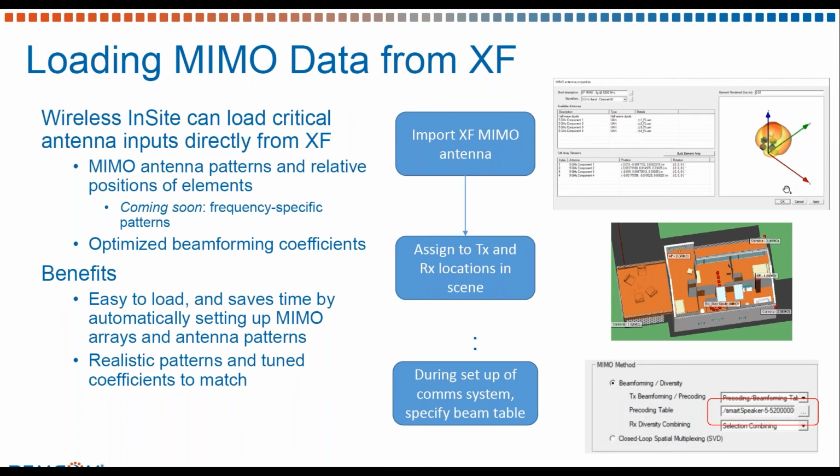So we can see here, we have a diagram of this workflow where we can import the XF MIMO antenna, which will look something like this, in this case for a 4-element antenna. We can then assign these antennas to actual transmitter and receiver locations in the scene, like where we want the access points and the cameras to be. And then during our communication system post-processing step after the simulation, that's where we can apply our precoding table that we exported from XF and use that for the actual beamforming that happens.